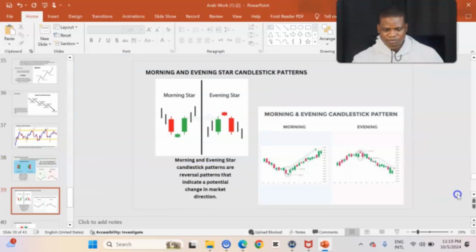The second candlestick we're talking about is the morning star and evening star candlestick pattern. This is the morning star. This is the evening star. You will see that they look like a bullish engulfing and bearish engulfing, but there is a little bit of difference. The difference is that between the two candles, there is a very small candle.